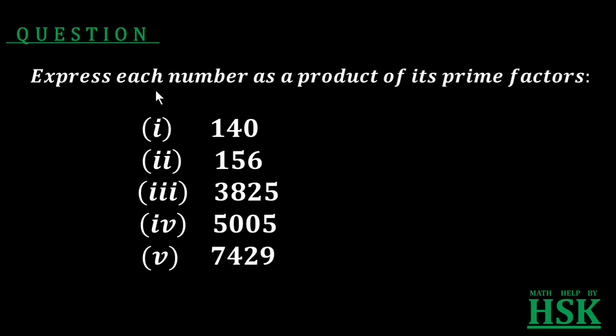The question is to express each number as the product of its prime factors. In this question we have been given 5 numbers, that is, in 5 parts we have been given these 5 numbers, and we have to express each number as the product of its prime factors, right?